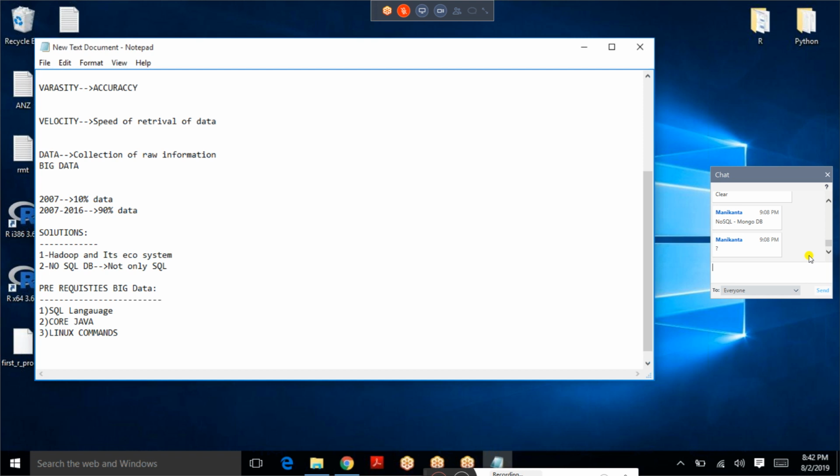Basically, Hadoop works in a Linux environment in real-time scenarios. For that reason, we need to know Linux commands so that we can access the Hadoop ecosystem tools very easily. So we need to know the Linux commands for sure. These are all the prerequisites for this course, and you need to complete them in order to understand the big data course better.